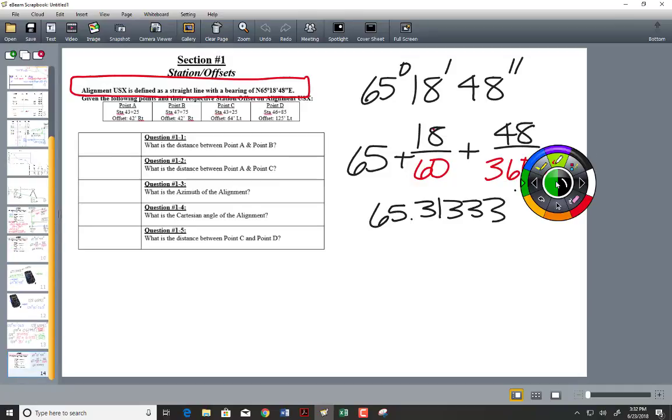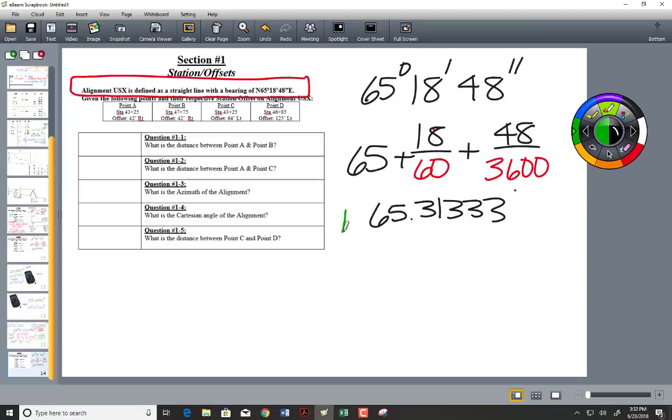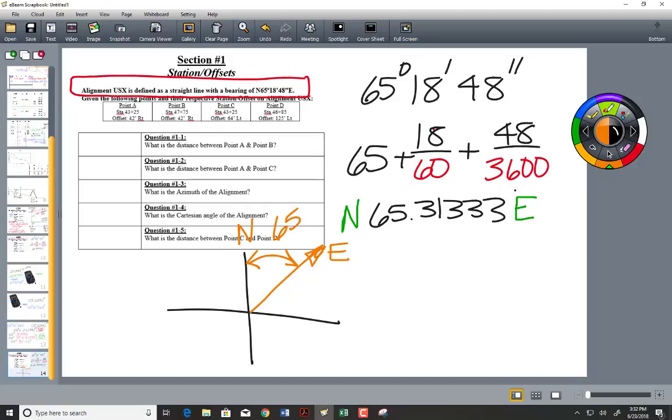So we know this is 65.31333, but this is still northeast, right? Yes. So let's draw this. And here's my line. I'm coming up this way, and this angle right here is north heading east. North heading east, that angle, and this is 65.31333 degrees. Does everybody see that?